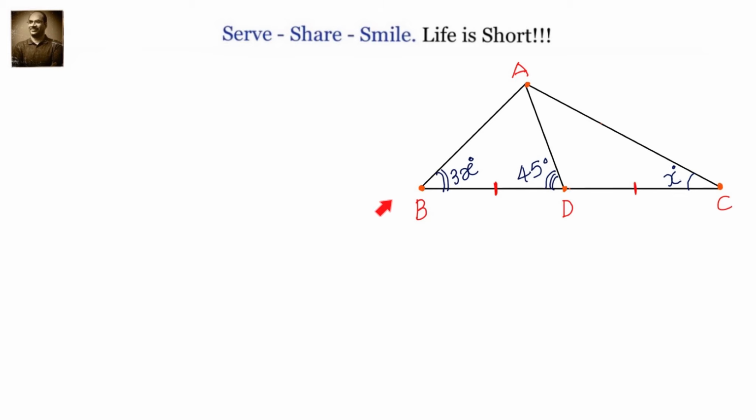In triangle ABC, we have been given that angle C is x, angle B is 3x, and angle ADB is 45 degrees. We have been given BD equals DC. We have to calculate what is the value of x.